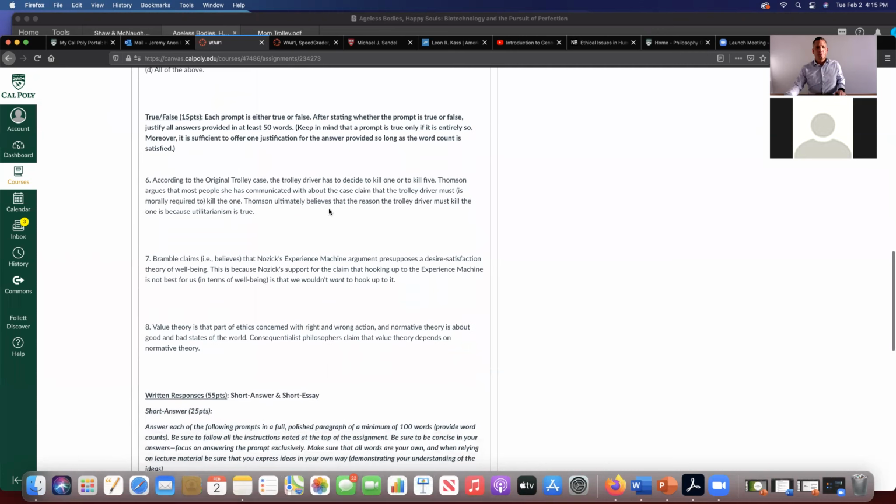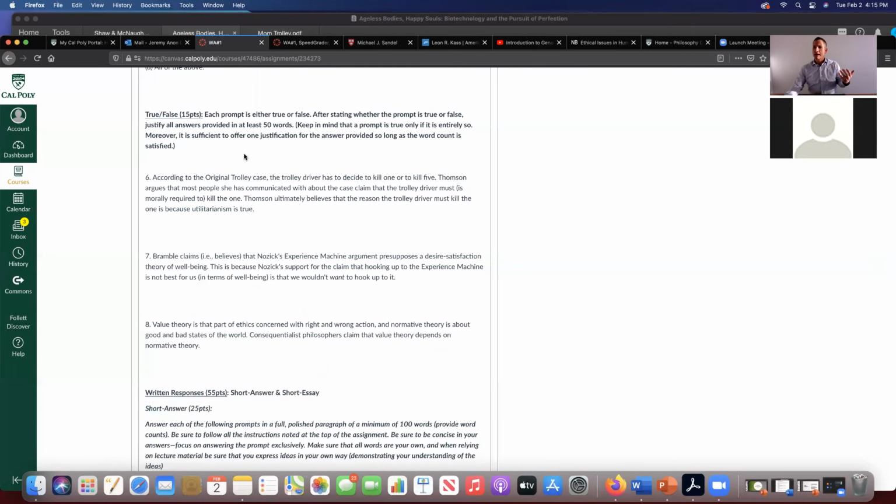Okay, now for the true and false, hopefully the instructions were clear. We did some practice questions together, so hopefully that geared you up for knowing how to answer the true false. Most of you did really well on these as well. So according to the original trolley case, the trolley driver has to decide to kill 1 or to kill 5. Thompson argues that most people she has communicated with about the case claim that the trolley driver must, that is more than required, to kill the 1. Thompson ultimately believes that the reason the trolley driver must kill the 1 is because utilitarianism is true.